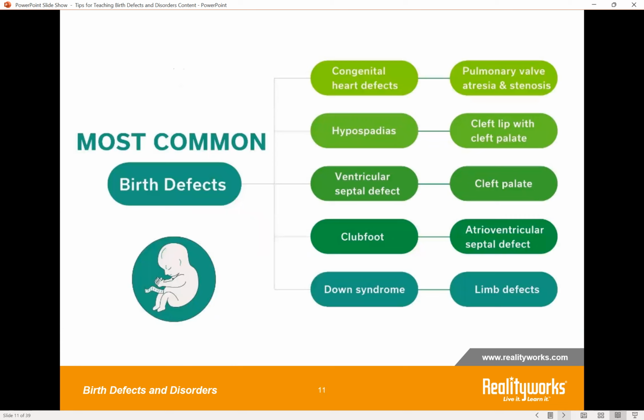Now, here are some of the most common defects, disorders, and conditions that are seen. And most, if not all of them, have organizations that are dedicated solely to that condition. And we are going to take a look at some of the places to go for information and resources that you can use with your students.